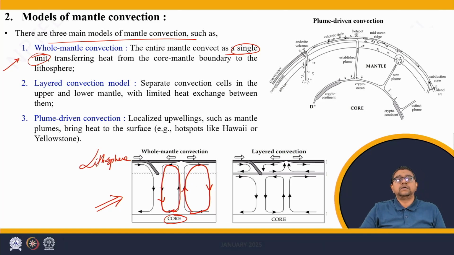These are single-cell convective models. A more advanced model of mantle convection is the layered convection model. The layered convection model assumes that the mantle convection occurs in different layers. These layers are separated by material properties.